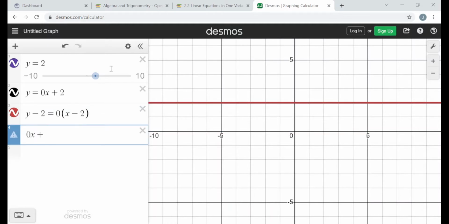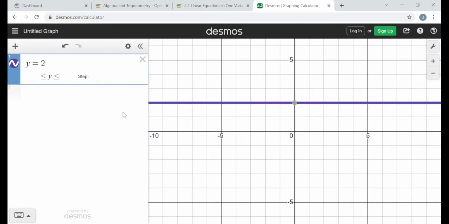0x plus y equals 2, same thing, right? It's kind of ridiculous though when coefficients are 0. I'd rather not write things with a coefficient of 0. So just keep y equals 2, and you see every single one of these points has a y coordinate of 2, no matter where you slide it around. Y coordinate's always 2.